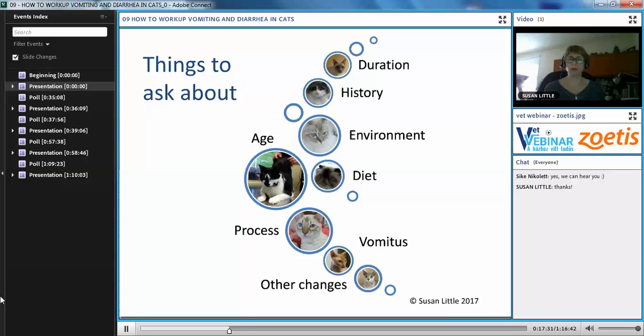But when we're talking about vomiting and diarrhea, we'll also want to know some more specific things about what's going on with the process of vomiting. We want to make sure we're distinguishing vomiting from regurgitation. We don't see regurgitation as often in the cat as in the dog, but you still want to be sure that it is truly vomiting that you're seeing.